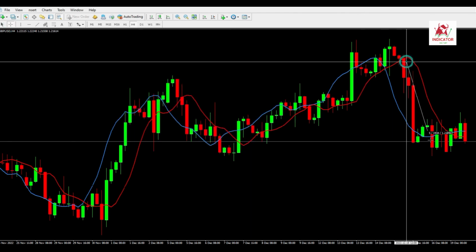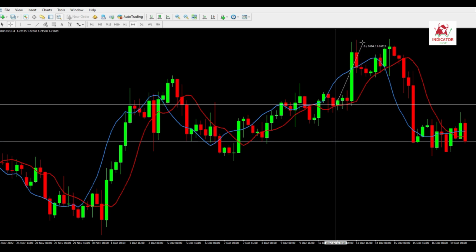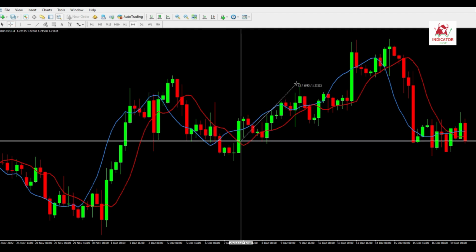What is moving average crossover indicator? Moving average crossover indicator with alert is a tool for MetaTrader that can notify you when two moving averages cross each other. Moving average crossover indicator includes two moving averages and displays them on screen. Many trading strategies base their entry and exit signals on MA crossovers.